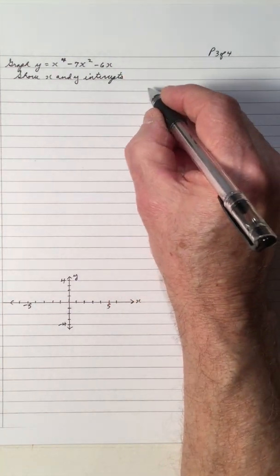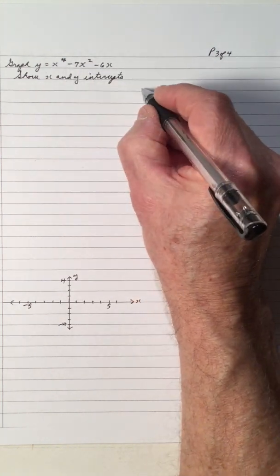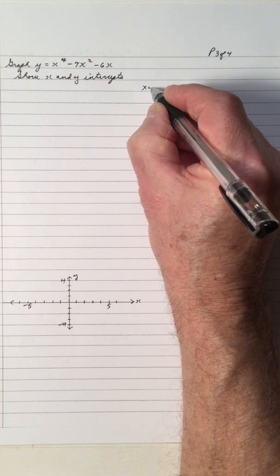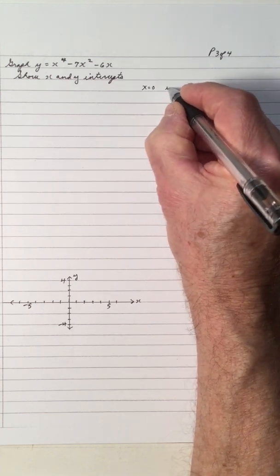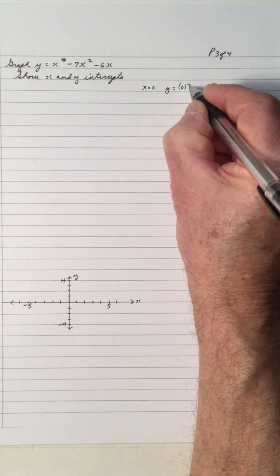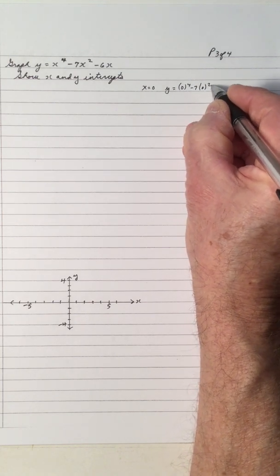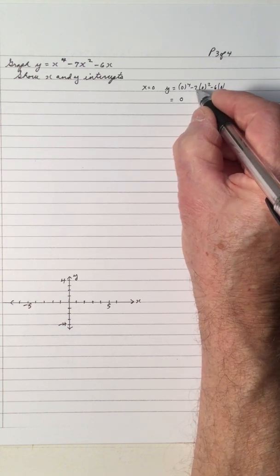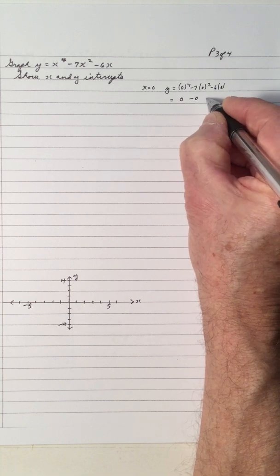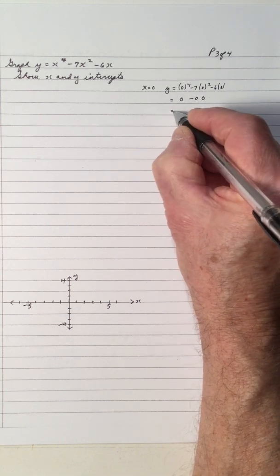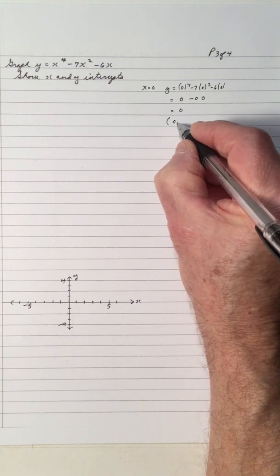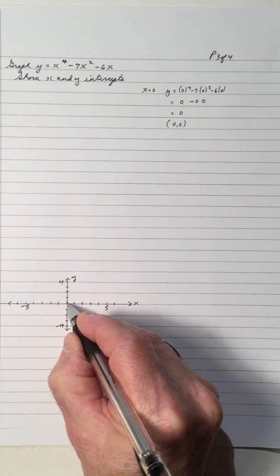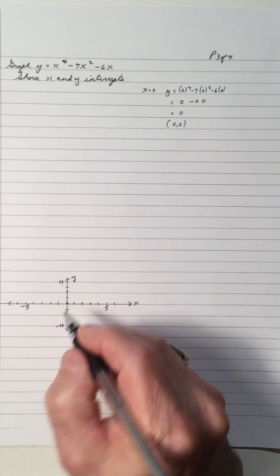So again, I'll start off by, let's see, we want to let x equals 0, so y equals 0 to the 4th minus 7 times 0 squared minus 6 times 0. That's a 0. 0 squared is 0, times -7 is a 0. And -6 times 0 is 0. So when x is 0, y is 0. So that means the x and the y intercept are at 0. They're the same at the origin.